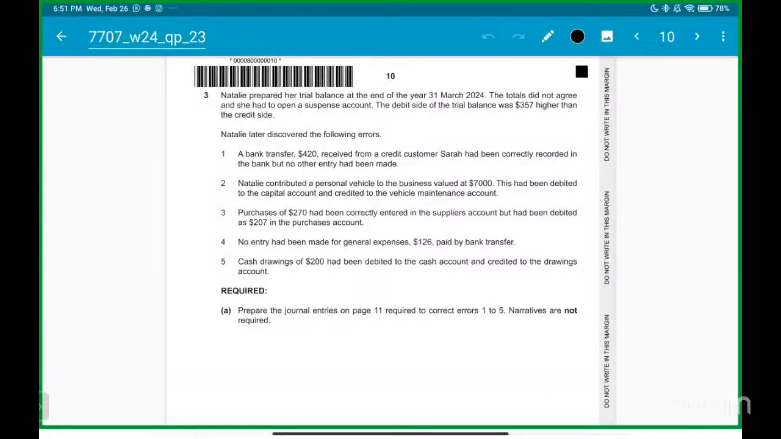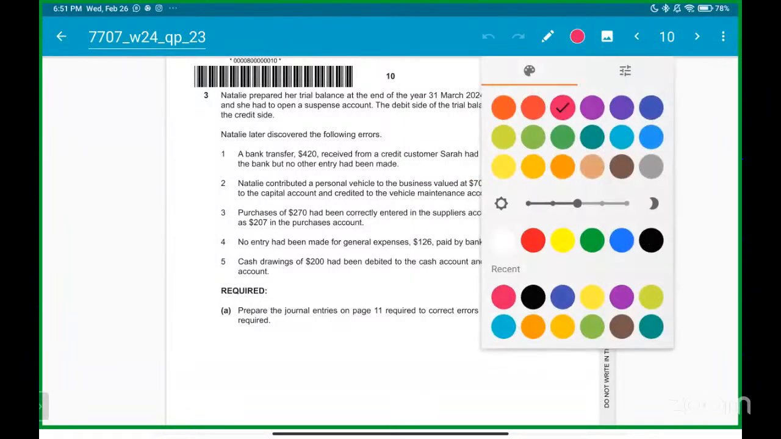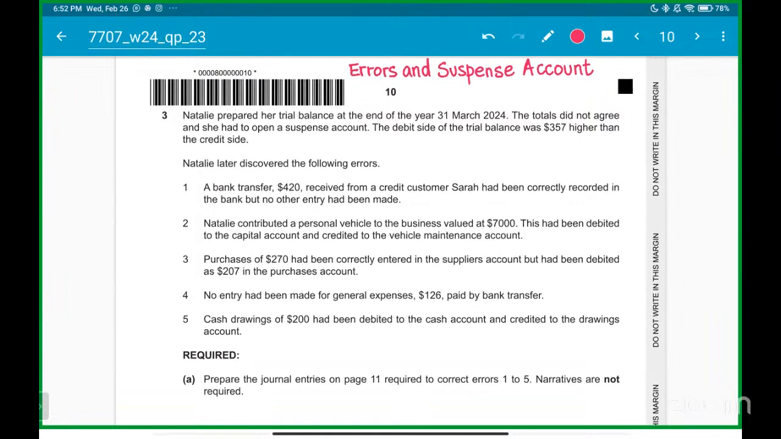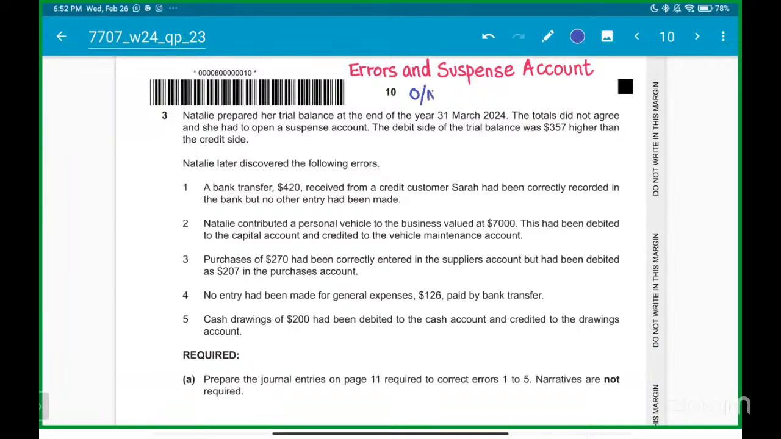What we have is basically an errors and suspense account question. This is from the recent papers, errors and suspense account. This is the most favorite topic of the examiner, and it's a perfect question to understand from all the parts. Let's get started. This is the October/November 2024 paper 2, variant 3.